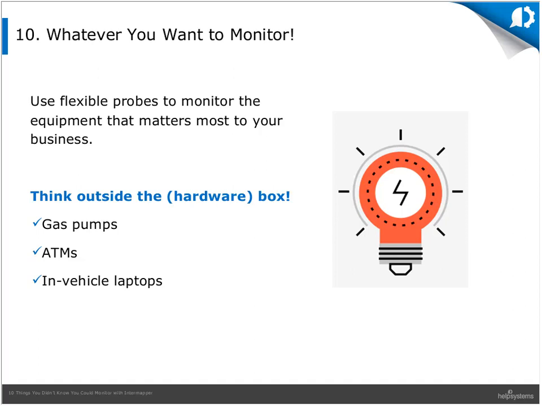Gives us a lot of flexibility in terms of the types of devices and hardware applications that we can monitor. As you can see, there's a pretty diverse array of different types of things that we can add to the map, present, and provide you with some feedback, including gas pumps. We have some customers who are monitoring gas levels in their pumps, ATMs, in-vehicle laptops. So there's a lot of good feedback and information there that we can present on a map as well.